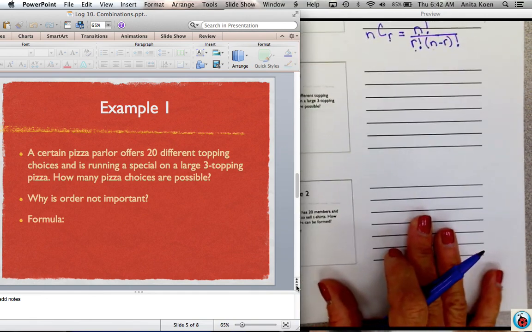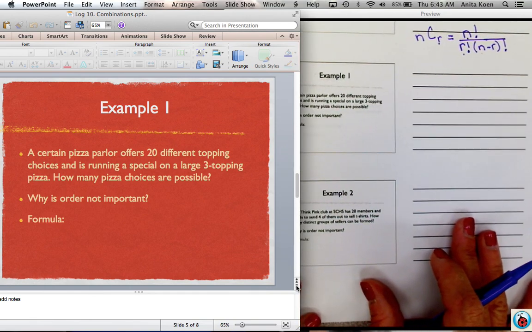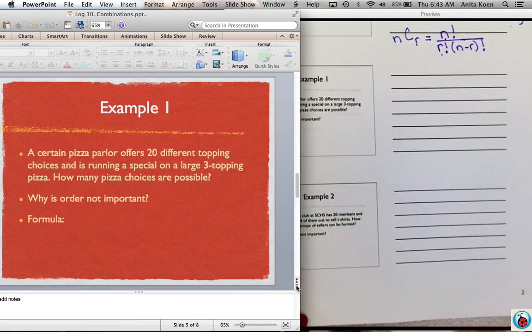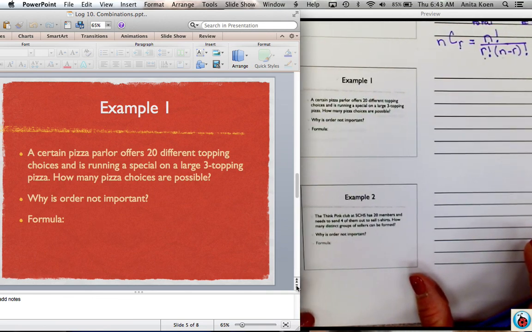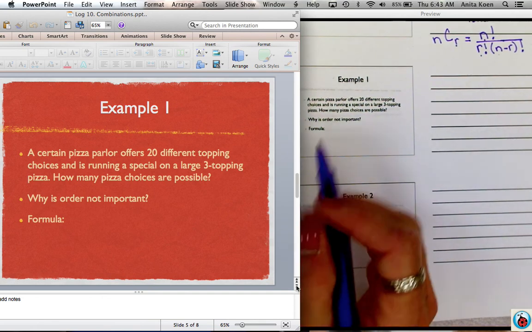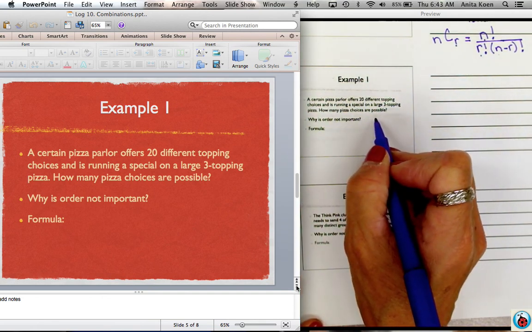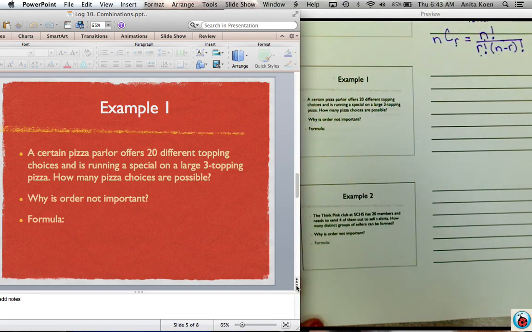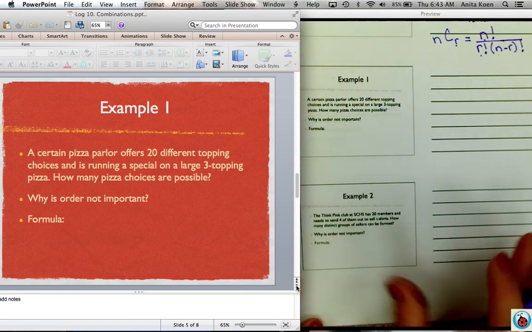Okay, so let's look at example 1 and make sure that we can do this. A certain pizza parlor offers 20 different topping choices and is running a special on a large 3-topping pizza. How many pizza choices are possible? Well, first of all, why is order not important here? Order is not important because toppings on a pizza, it doesn't matter which order you put them on. You're still going to get the same pizza because sausage pepperoni is the same as pepperoni sausage.